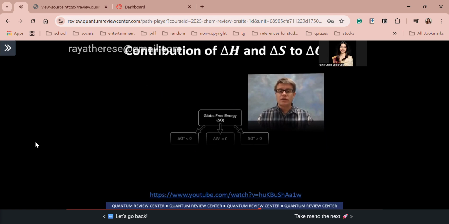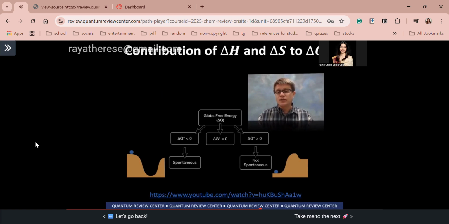So if Gibbs free energy is ever negative or less than zero, then we know that we have a spontaneous reaction. We have a scenario that looks like that, where we have energy and that energy can be released. If we have a delta G greater than zero, then we have a scenario that looks something like this. We have an uphill reaction. It's not going to occur spontaneously. In other words, we're going to have to put a little bit of energy in for it to work, and then finally we can have equilibrium in the middle.